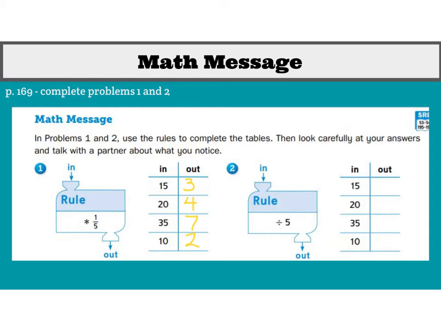So these are answers that you should have gotten for this problem in your workbook. 15 times 1/5 would give us 3. 20 times 1/5 would give us 4. 35 times 1/5 would give us 7, and 10 times 1/5 would give us 2.